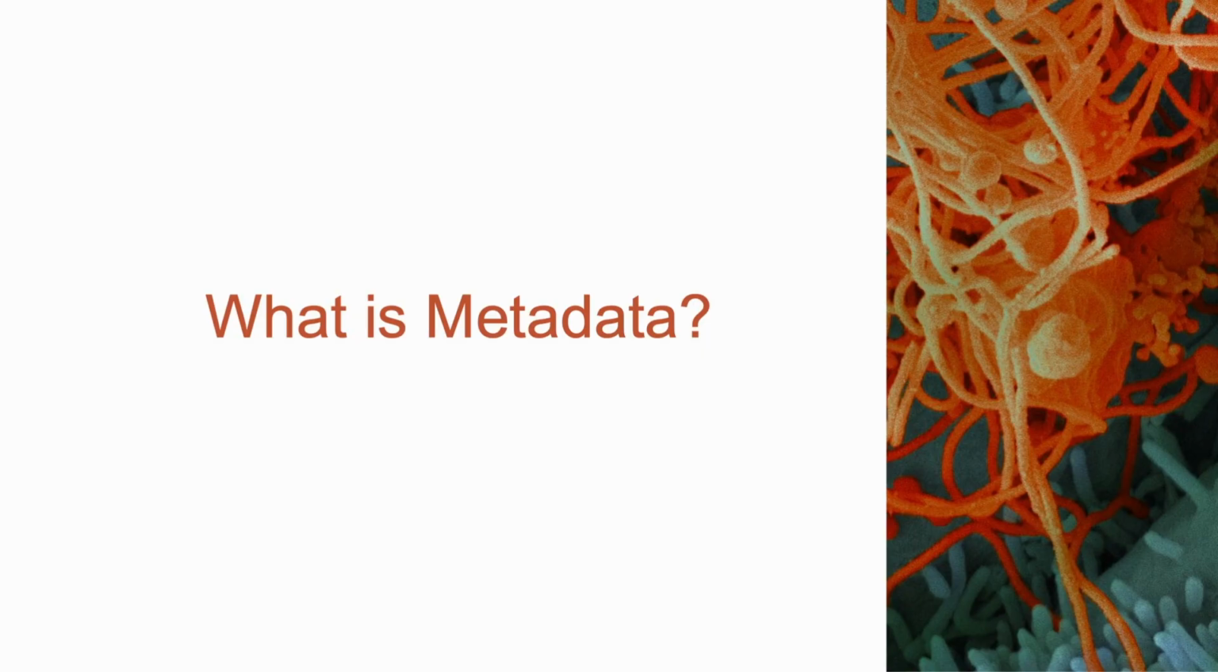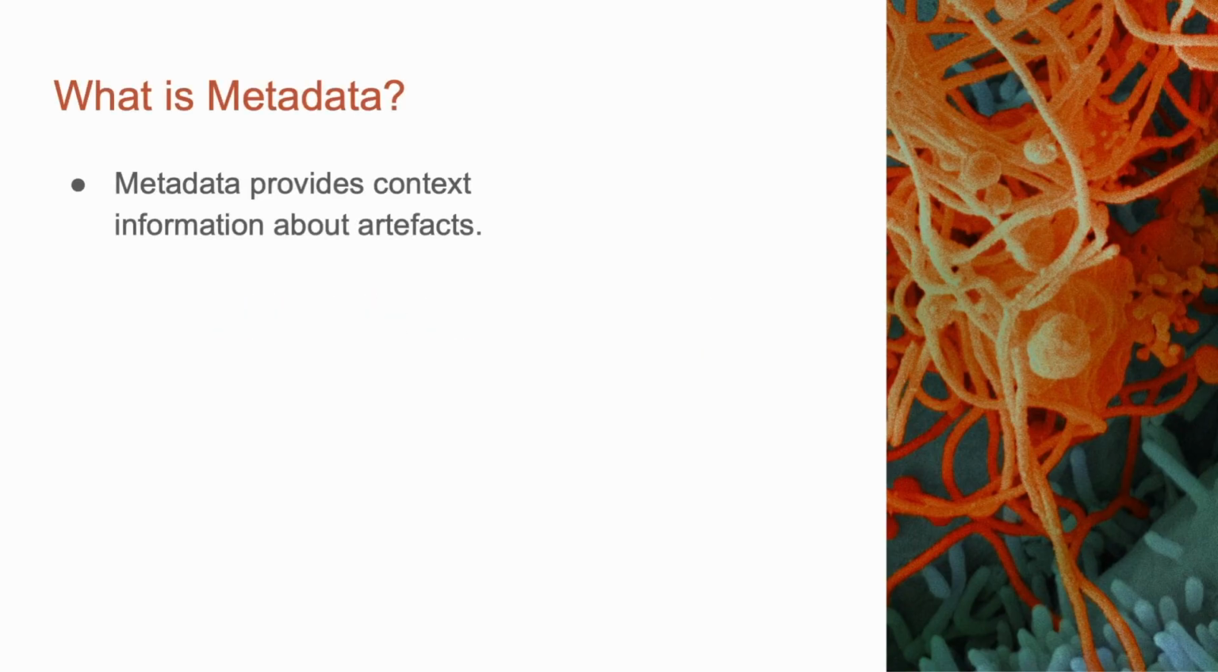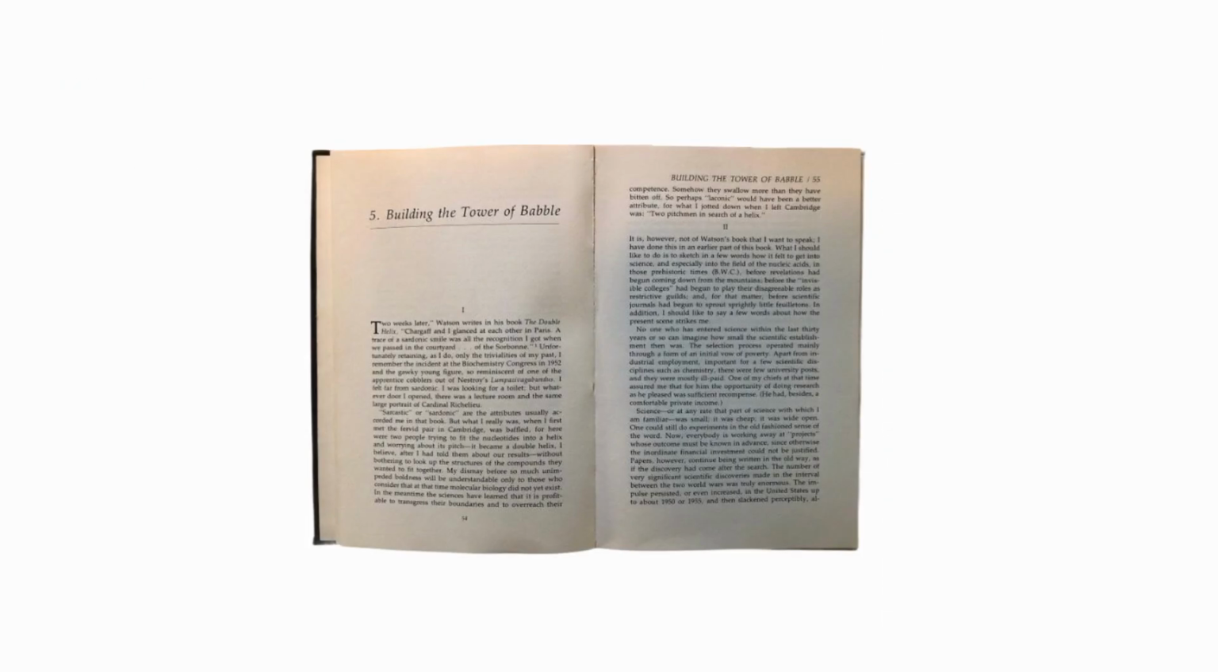So, what is metadata? Metadata provides context information about artifacts. An artifact is any human-made object that carries information, whether physical or digital. For example, take a book. Here you see the content of that book. More precisely, the text from chapter 5 of this book. So the book is the artifact composed of sub-artifacts, its chapters. You could say the book is the data set and the text is the data.